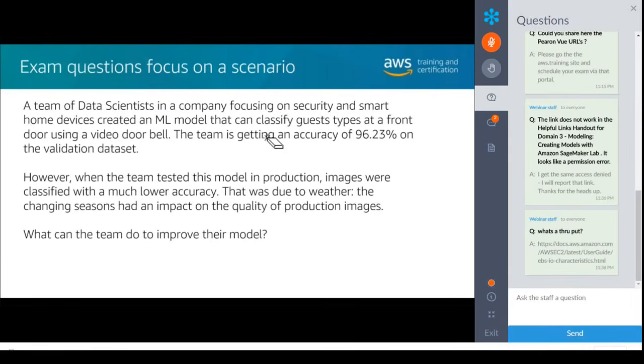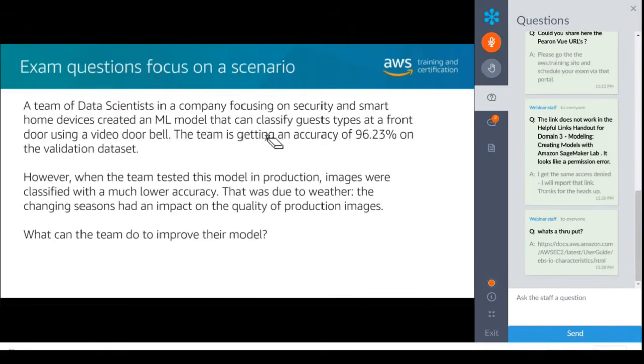The team is getting an accuracy of 96% on the validation data set. However, when the team tested this model in production, images were classified with a much lower accuracy. This was due to weather. The changing seasons had an impact on the quality of production images. What can we do to improve the model?